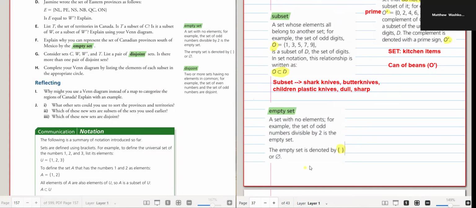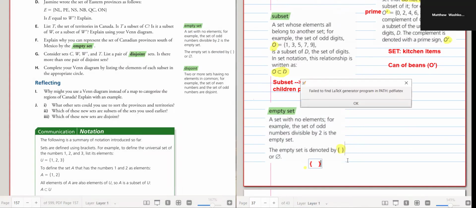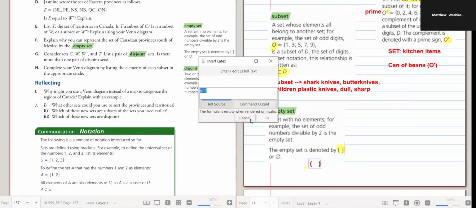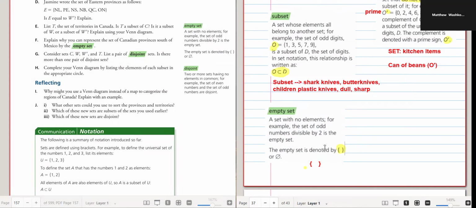These bad boys. Let me make those bigger for y'all. Oh, I froze it. All right, this stuff here. Or we use this thing here, a little O with a line through it.